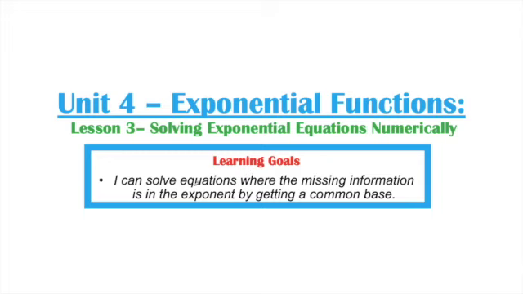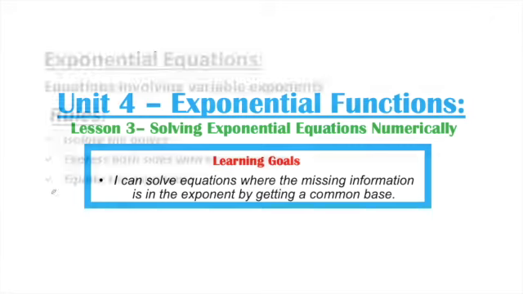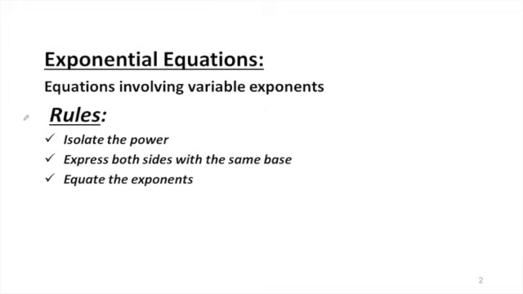So your learning goal is: I can solve equations where the missing information is in the exponent by getting a common base. And I'll show exactly what that means. So what you're going to do is follow these rules. First, you're going to isolate the power. Then you're going to express both sides with the same base, and then you're going to equate the exponents, okay? So for this lesson we're going to follow those rules and go through 7 examples, and then you should be okay with your homework, okay?